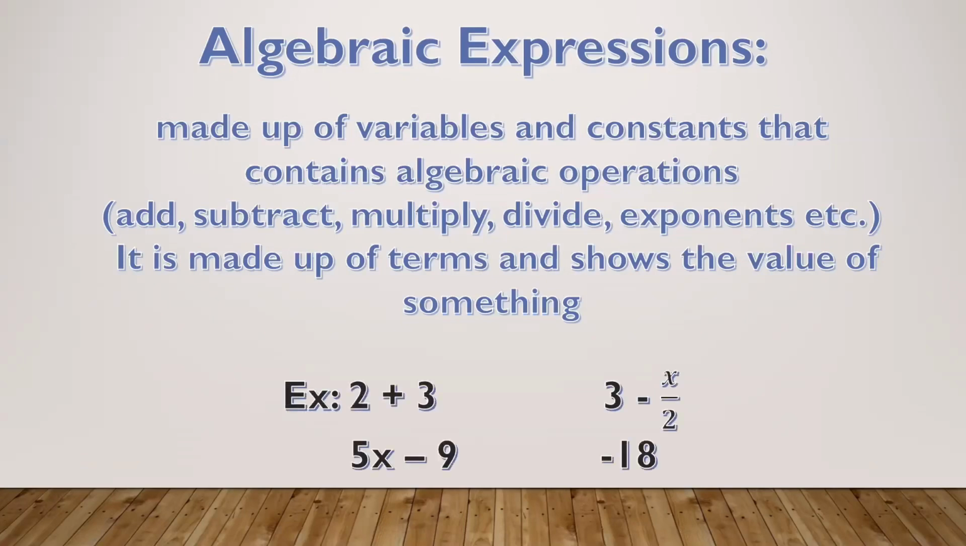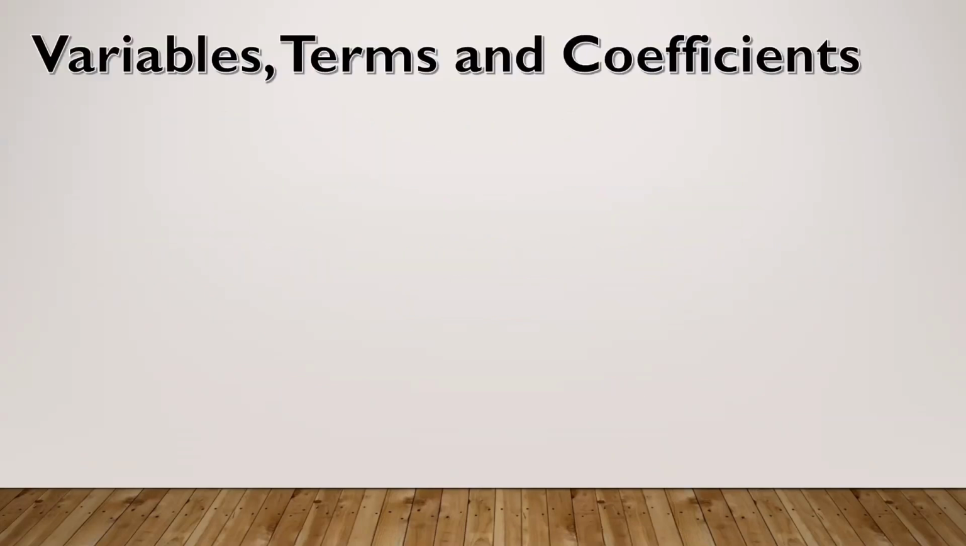So for example, 2 plus 3 is an expression. 5x minus 9 is an expression. 3 minus x over 2 is an expression, and then negative 18, that's considered a constant. So let's go a little further and talk about what is a variable, what are terms, and what are constants.